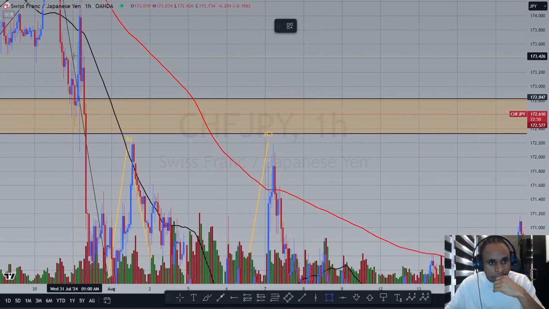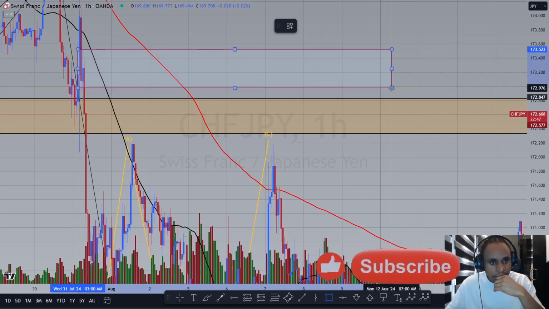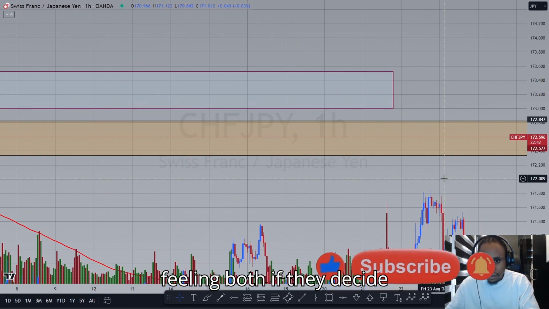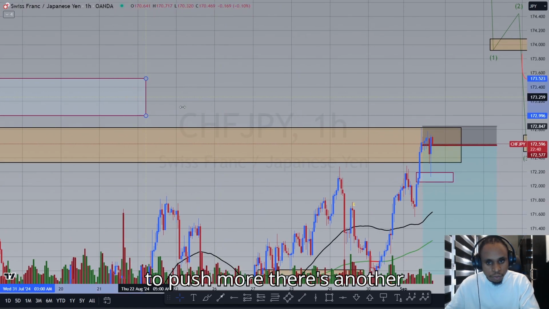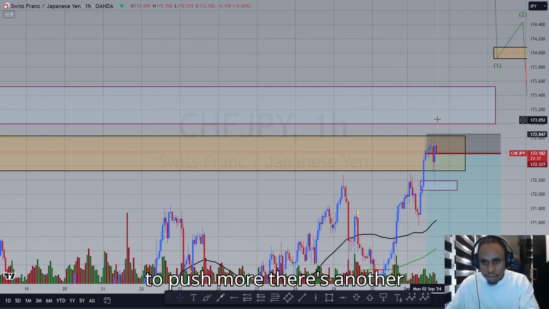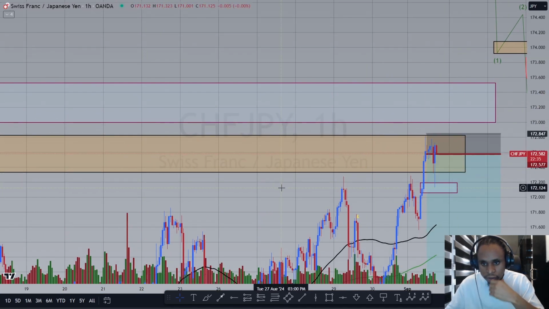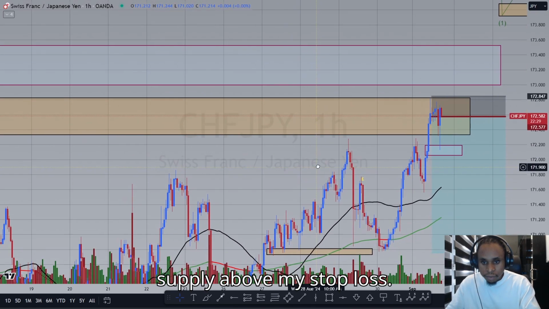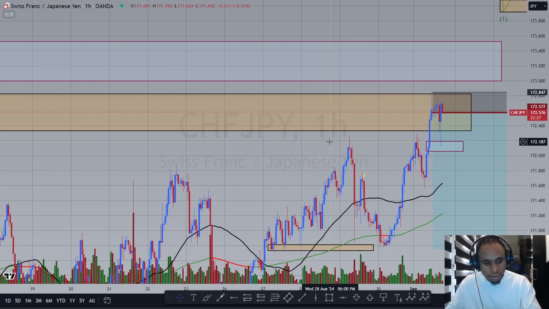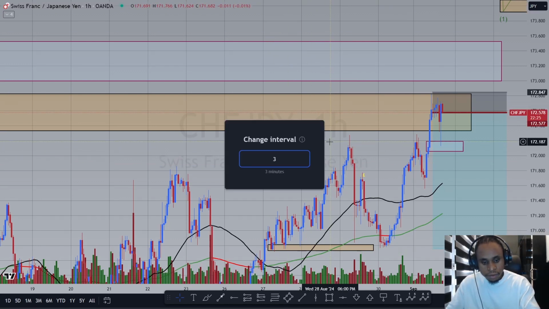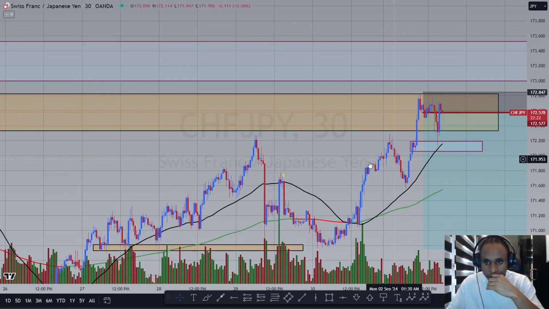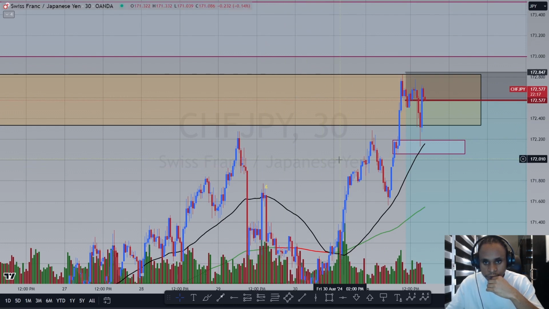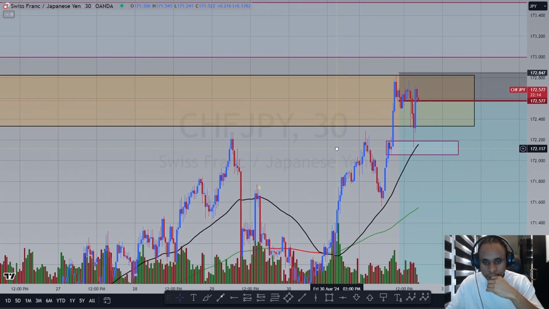This supply. That is another thing. If they decide to push more, there's another supply above my stop loss. There's another supply above my stop loss. This supply.